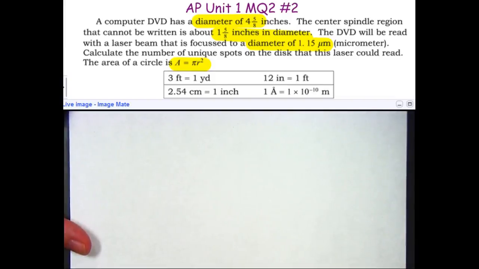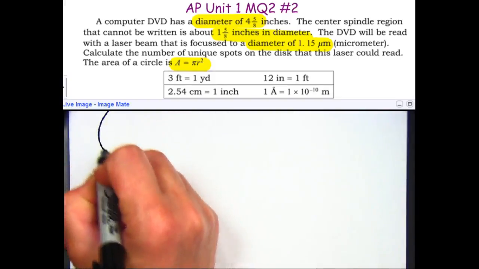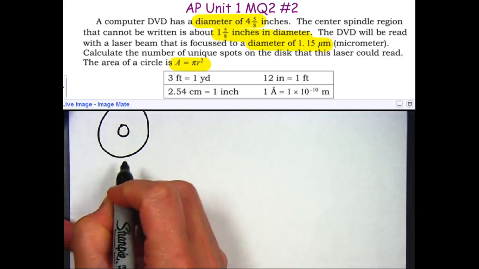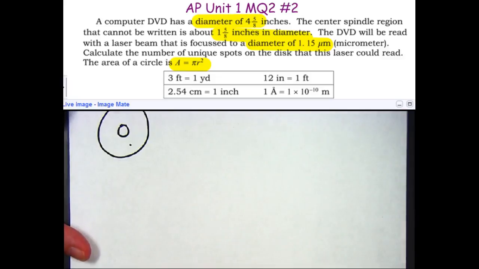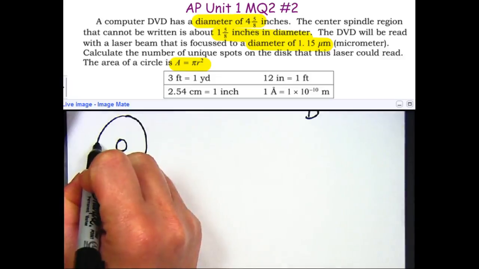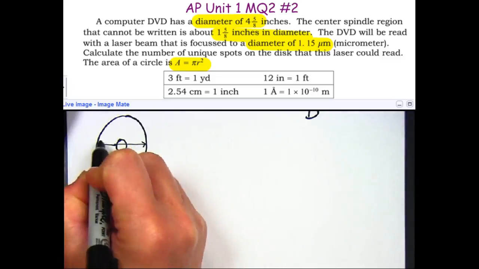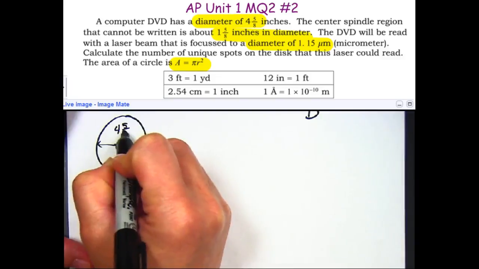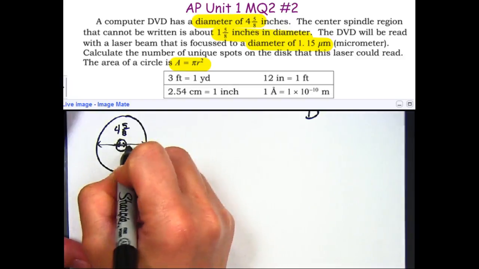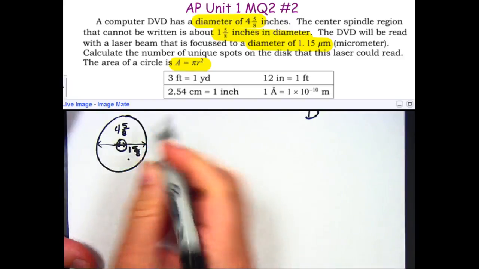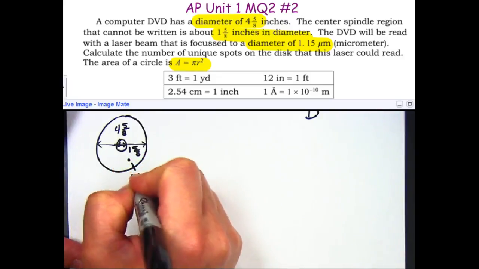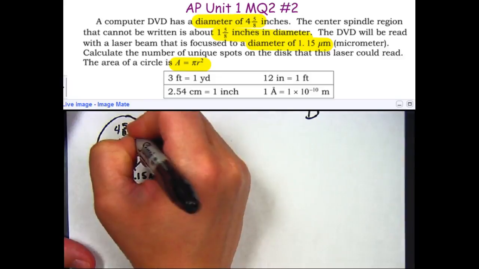We've been given several conversion factors in order to help us out with this calculation. So let's start by reminding ourselves that we have the total size of the disc, we have the spindle region, and then we have the reading size of a laser. The entire diameter is 4 5/8 inches, while just the diameter of the spindle region is 1 5/8 inches, and the diameter of this spot is 1.15 micrometers.